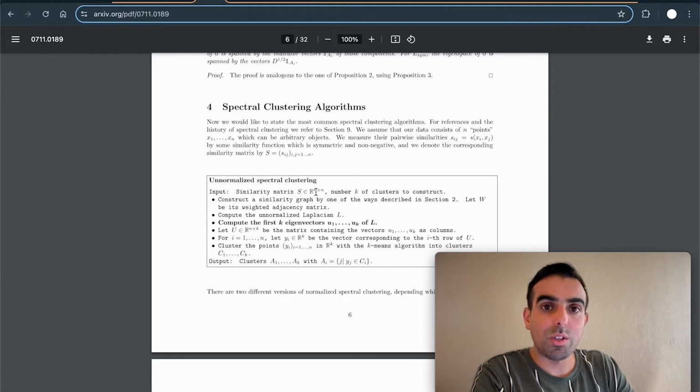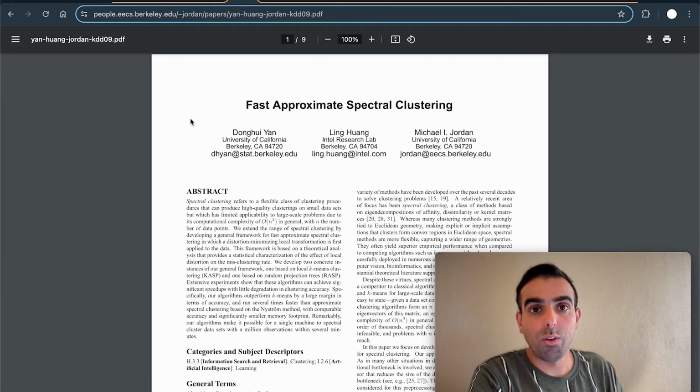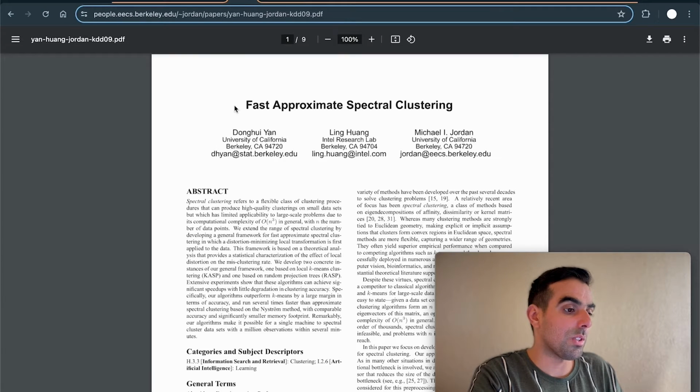And what people started doing is approximating on the graph: sampling, just randomly sampling on the graph, or just approximating on the graph. One of the well-known methods in approximate spectral clustering is fast approximate spectral clustering.